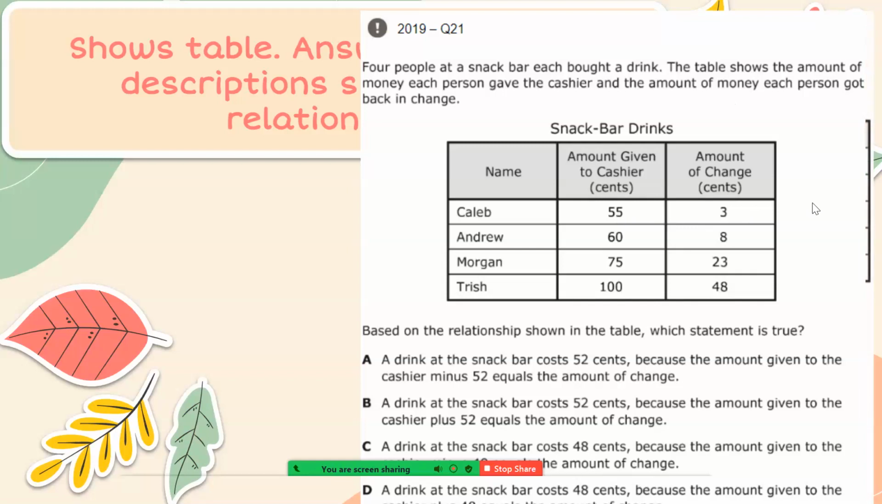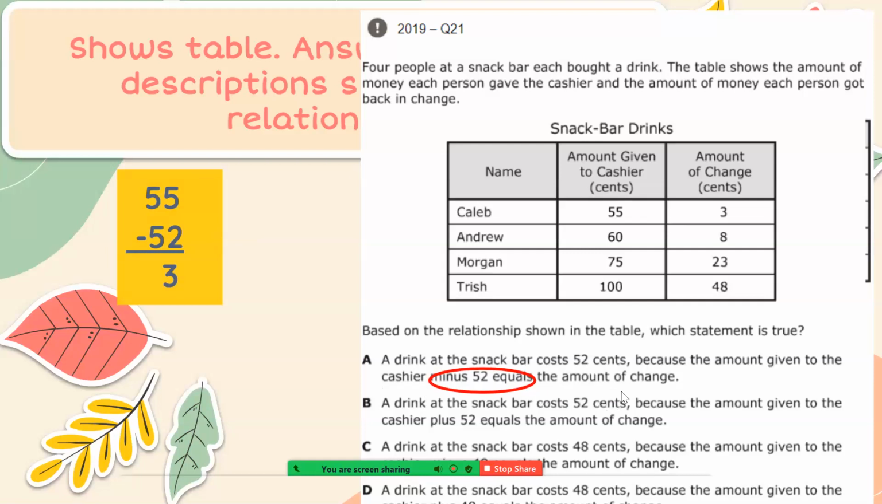And somewhere, I think I have that done, but it's not wanting to go to the next slide. There it is. If I do 55 minus 52, I get 3. So if I give 55 and I take away 3, I would get 52 also. So what that tells me is the drink must cost 52 cents. A drink at the snack bar costs 52 cents.